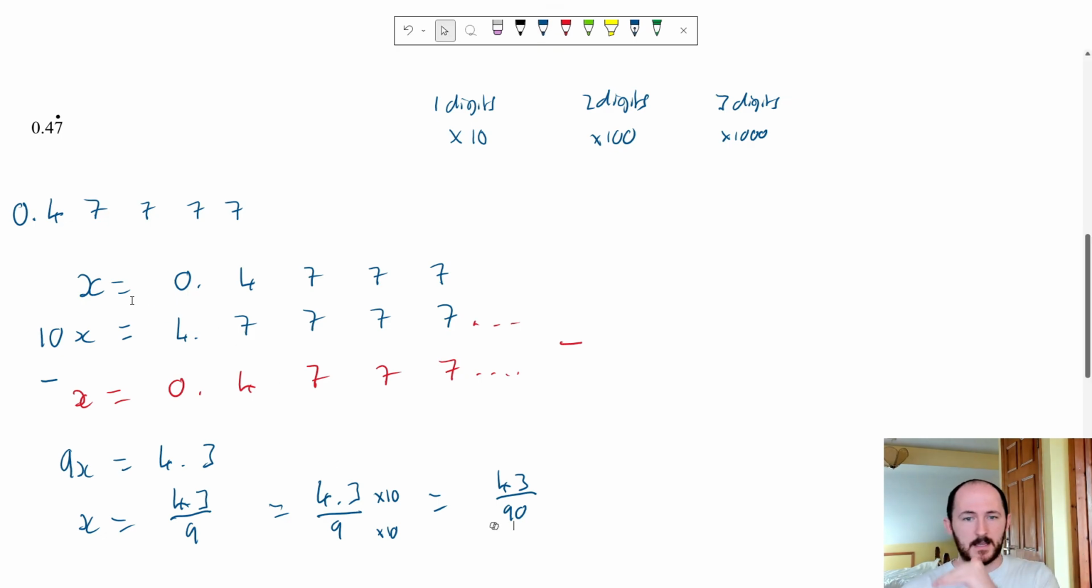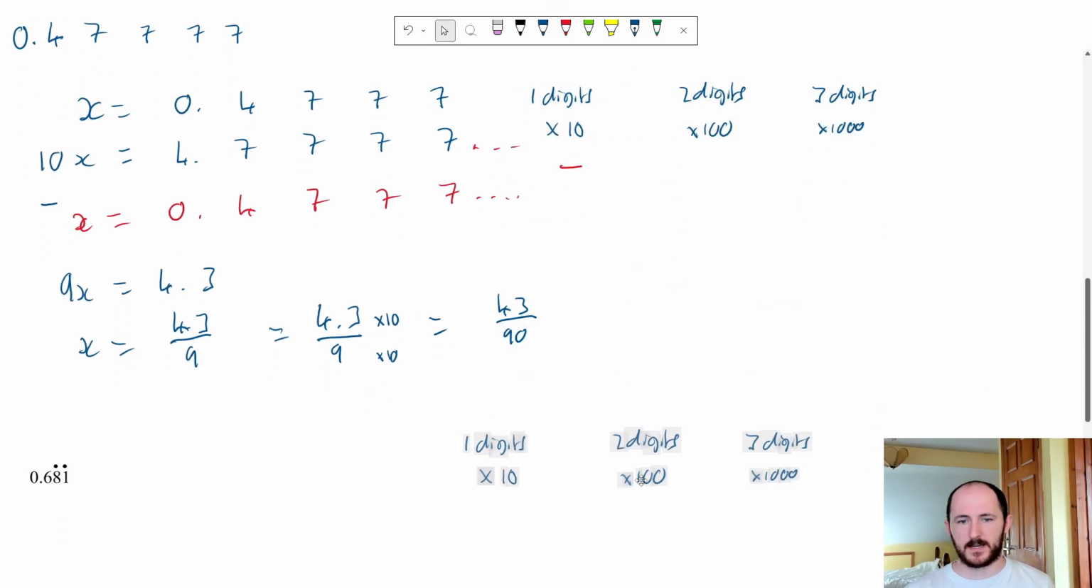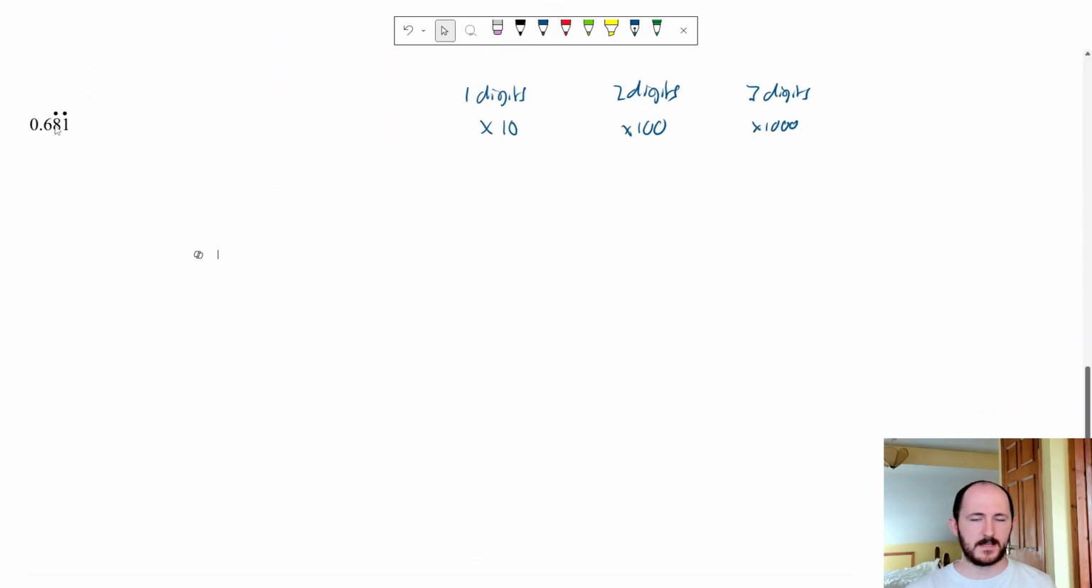So again, in terms of the method, you write x equals the number. You times it by, depending on how many digits are repeating, 10, 100, 1,000 or whatever. You subtract them, divide over, and then make sure it's a whole number on the top and bottom. Let's try it now with more than one digit repeating, just so I can illustrate my point. So here we have 0.681 all recurring. So if I were to write this out, I would get 0.6818181. And now because there's two digits repeating, the 8 and the 1, I'm going to times it by 100.